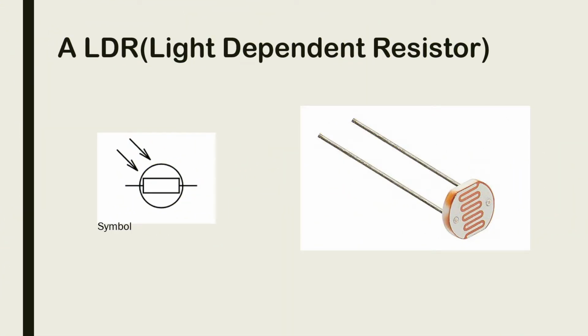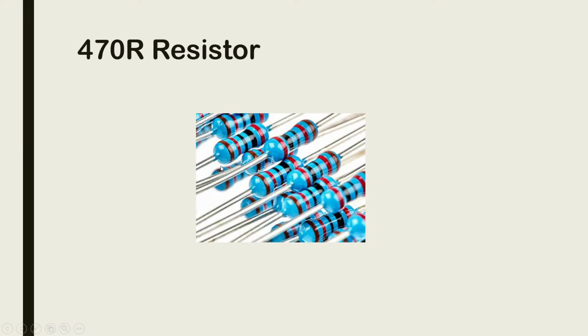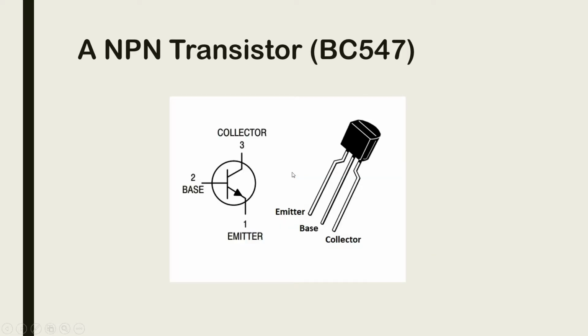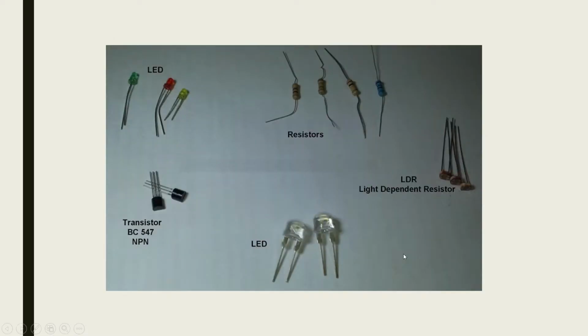An LDR has two endpoints. The symbol used for LDR in the circuit diagram is this. The resistors. NPN transistor: there are three endpoints for a transistor, emitter, base, and collector. The materials required for the project are these.